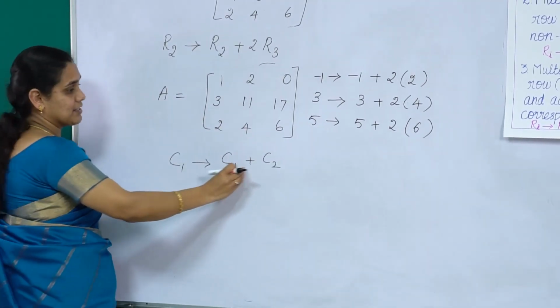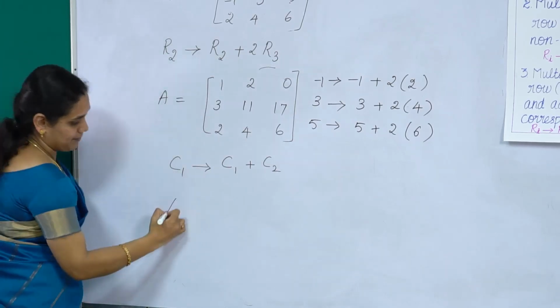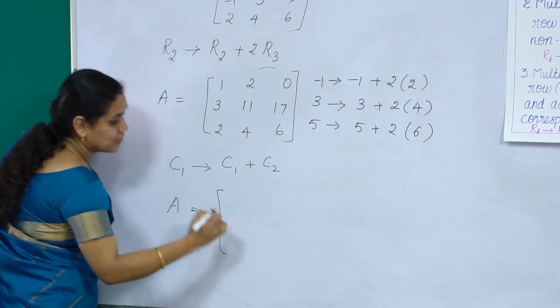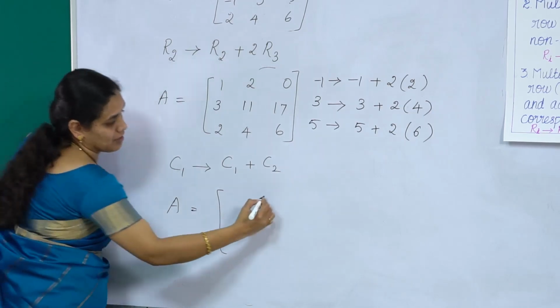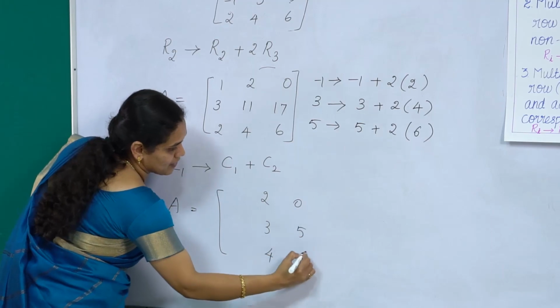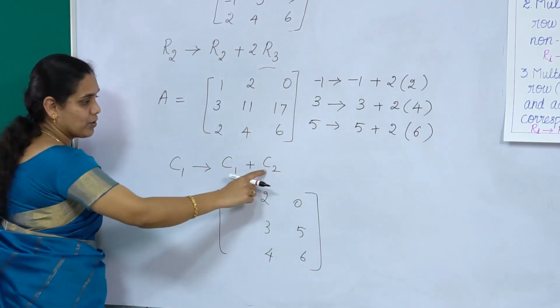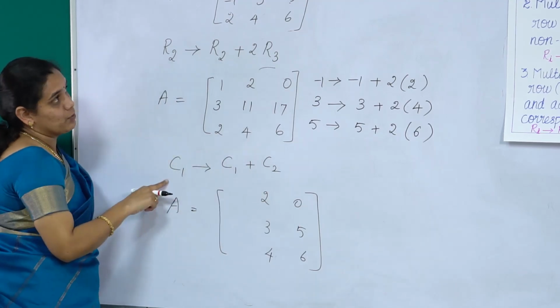So I am going to add this C1 and C2 and put it in the place of C1. Let's see, C2 and C3 will not change. So let us write that one first: 2, 3, 4, 0, 5, 6, in order to avoid confusion. Then we will add this C1 and C2 and put it in C1.